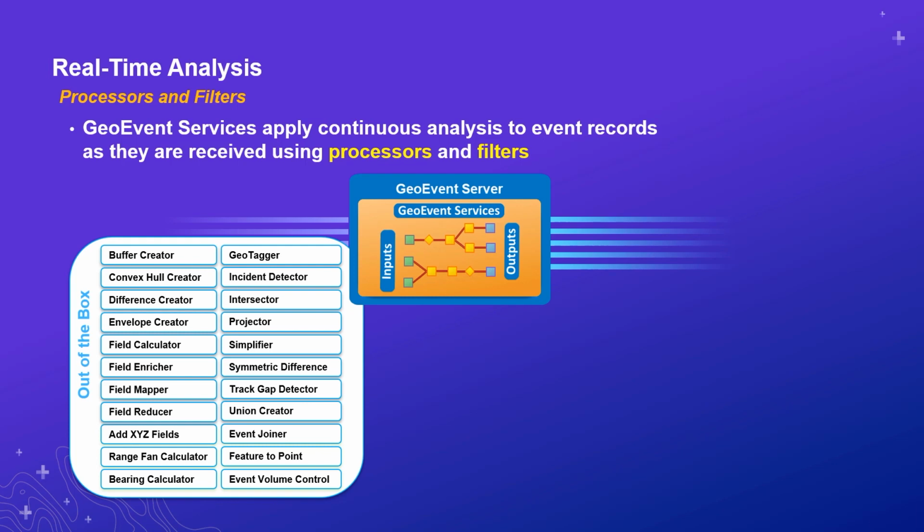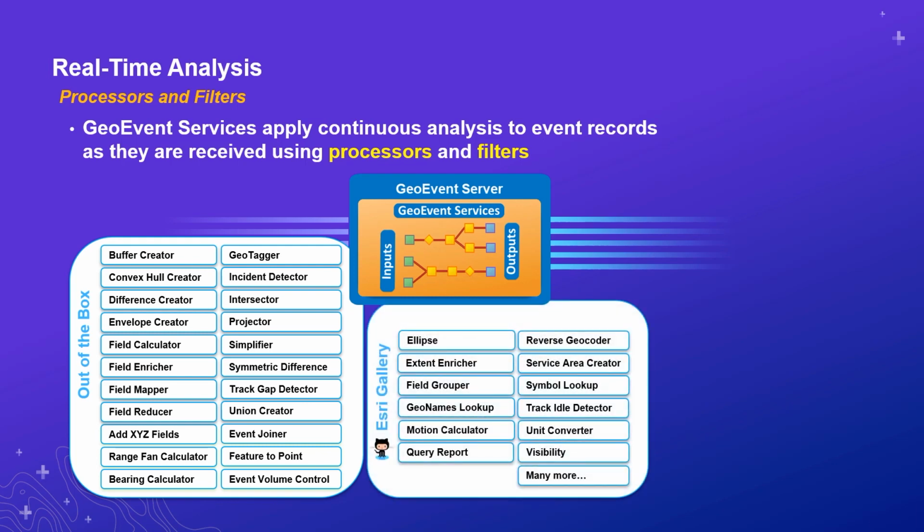Adding and configuring filters and processors in a GeoEvent service, in a way, is like developing a geoprocessing tool using ArcGIS Desktop or ArcGIS Pro. You design your analysis as a workflow by dragging and dropping different filters and processors into a new service, and then publish the GeoEvent service.